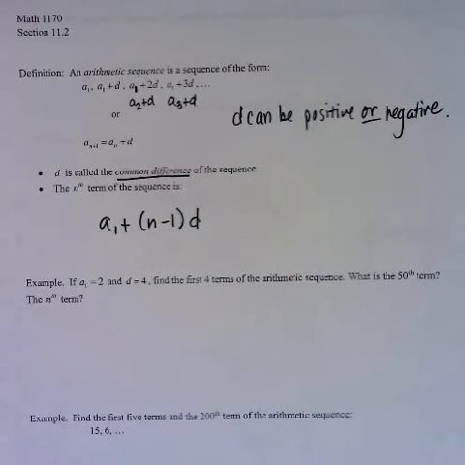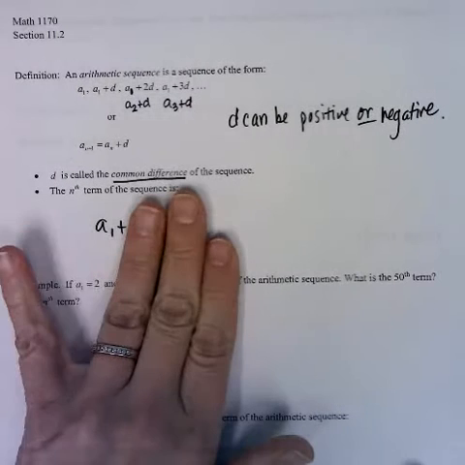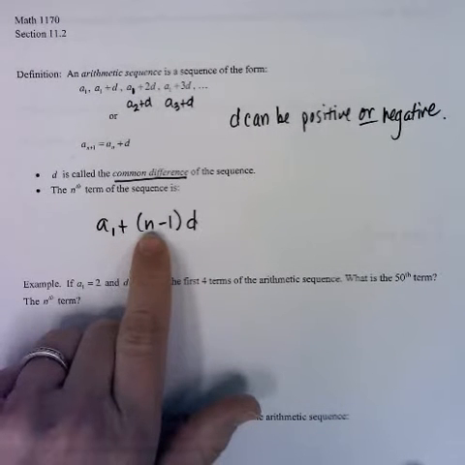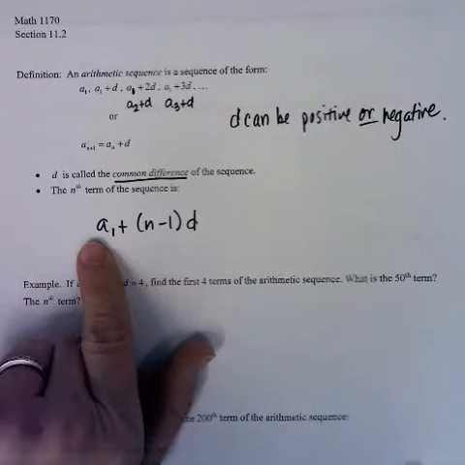If n is 1, n minus 1 is 0, that's just your first term. If n is 2, then you're just adding d. If n is 3, then you're adding d twice, etc.